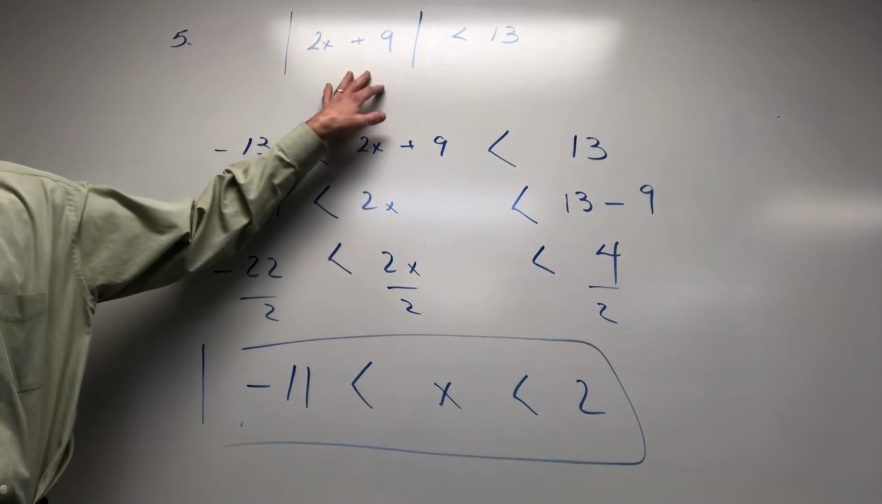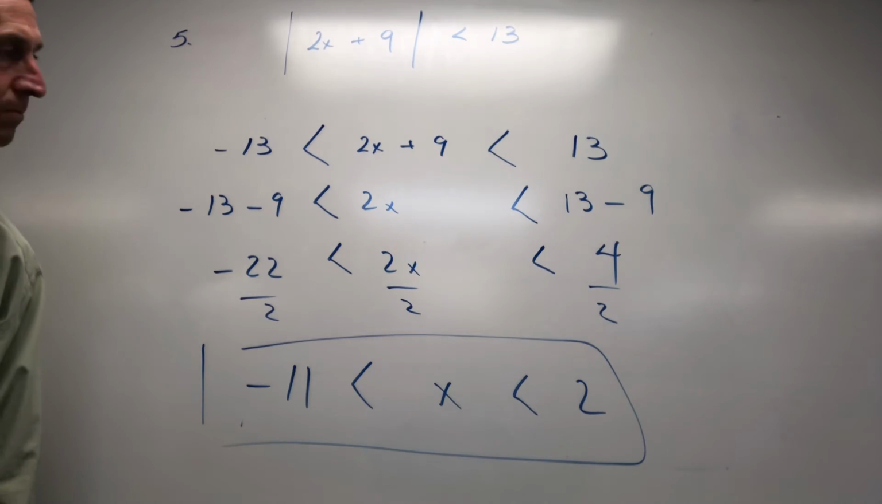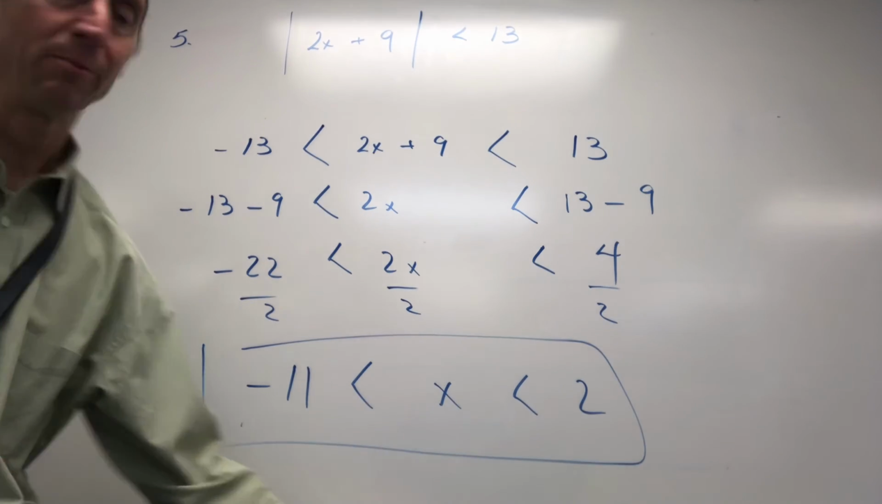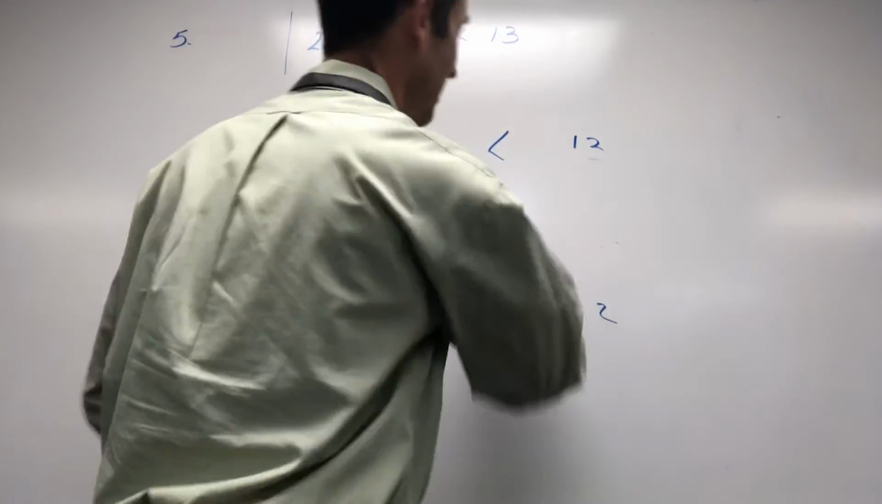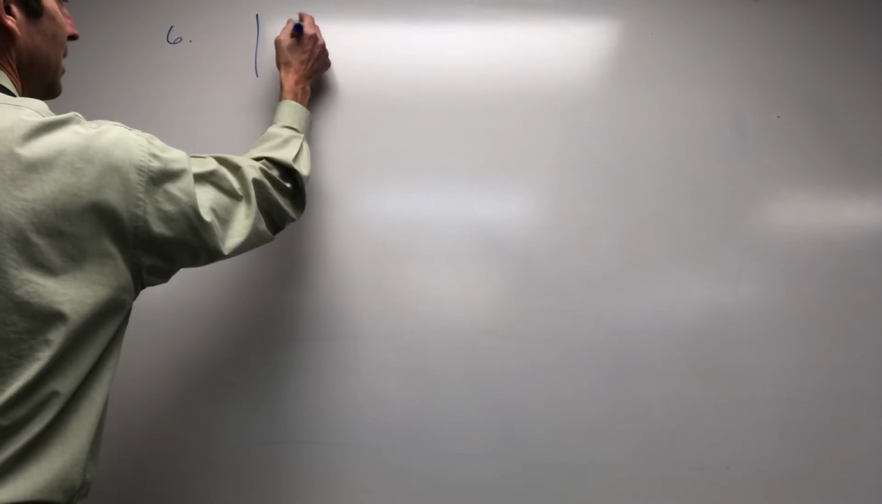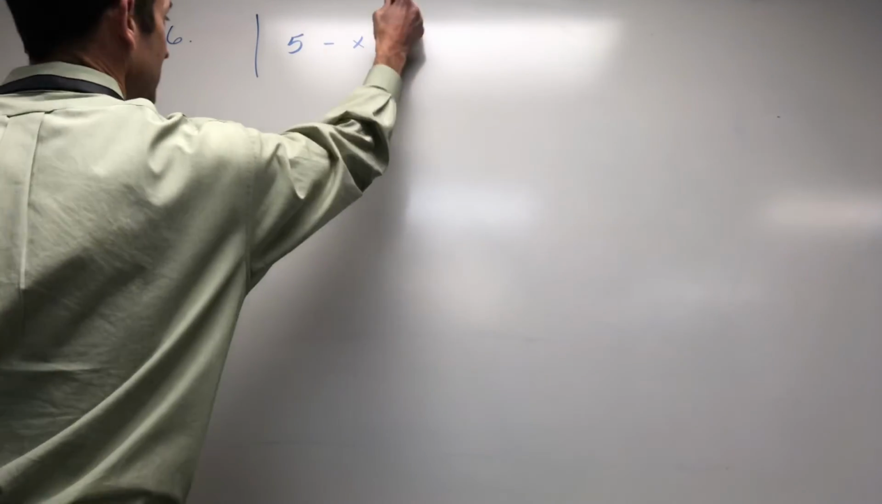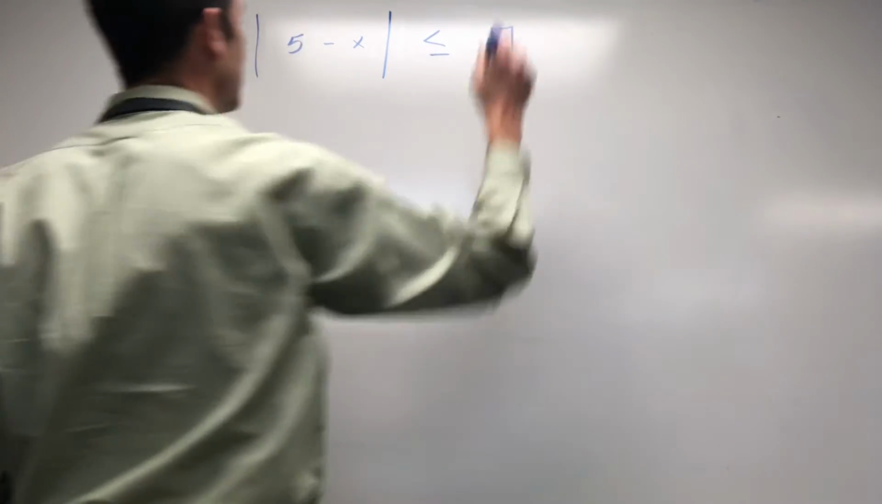So absolute value bars, inequality, less than, this is how it sets up. Feeling pretty good. Let's do one more. Last one on absolute values. Okay, last one. Let's throw a little twist in there. 5 minus x, absolute value bar. Let's go less than, how about 17?